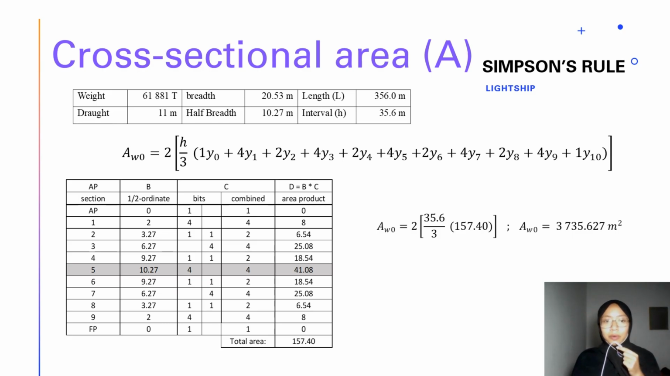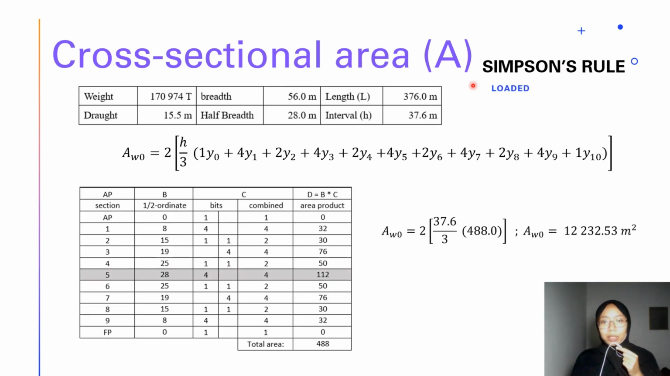So as you can see in the table, the columns are A, B, C, D. D is the area product, which is the value of B times the value of C, the combined one, and we get the area product. Then the sum of all of this area product, we have total of 157.4, which we insert into this equation for area, 2H equal to 35.6, divided by 3 as in the formula, and then the total area product 157.4. So the area for light ship is 3,735.627 meters square.